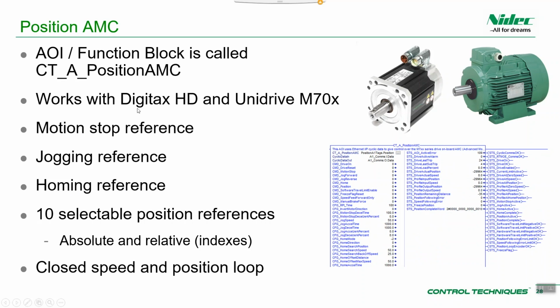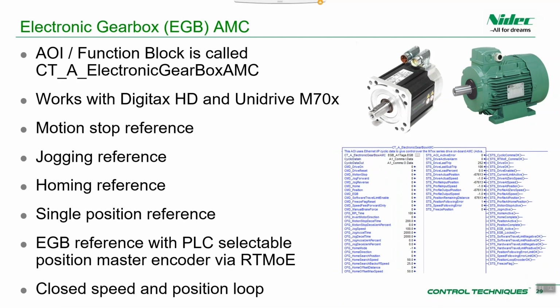CTA Position AMC, so this is a positioning motion control interface. Works with Digitax HD and Unidrive M700 and 701, etc. Motion stop reference to stop the axis, jogging reference for manual control, homing reference for positioning and setting up the axis for starting, and 10 selectable position references, which can be either absolute or relative type moves, or for indexing type applications. Again, closed speed loop, closed position loop, and you have the ability to separate the loops with this and the previous speed one if you want to do a dual loop type setup.